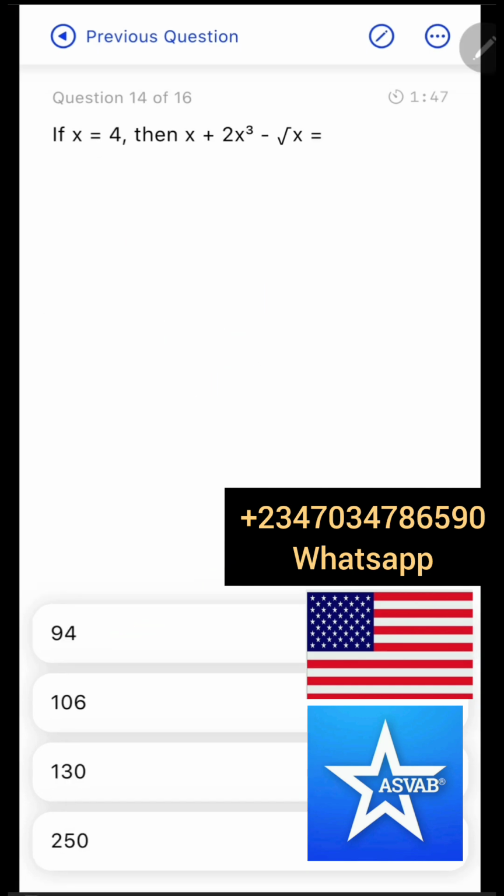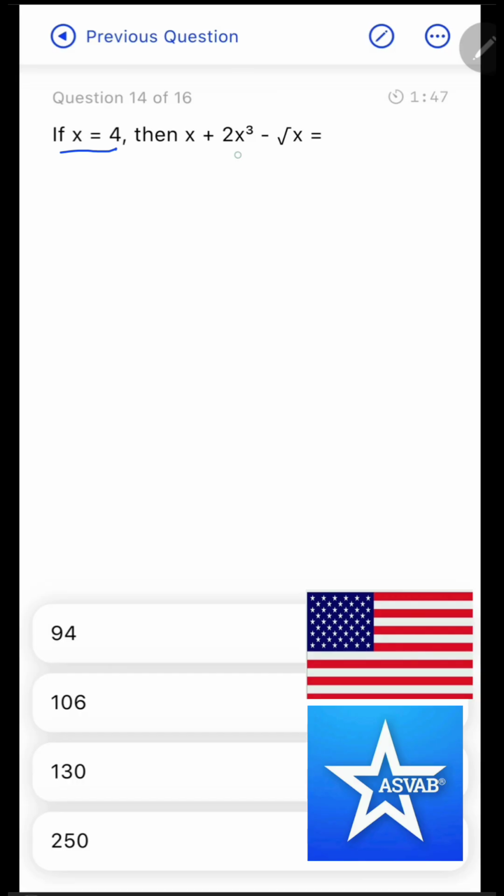If x is equal to 4, then x plus 2x cubed minus square root of x is equal to what? So this is just a direct substitution. So if you look at it, we are given that the value of x is equal to 4. Now from this expression, x plus 2x to power 3 minus square root of x, anywhere we see x in this expression, we are going to plug in 4.